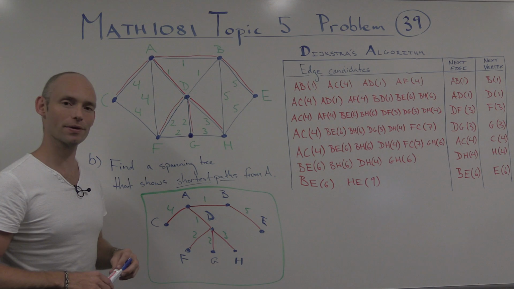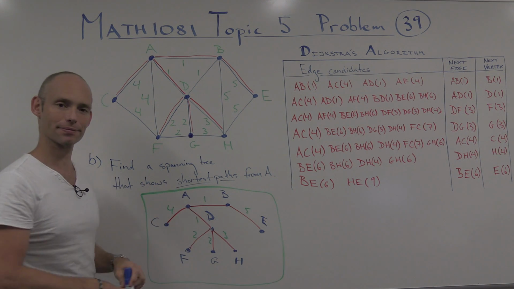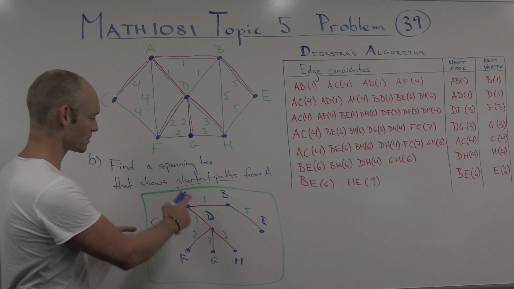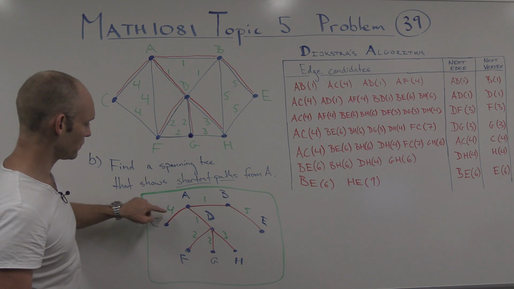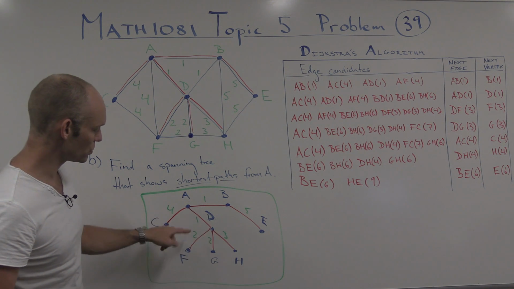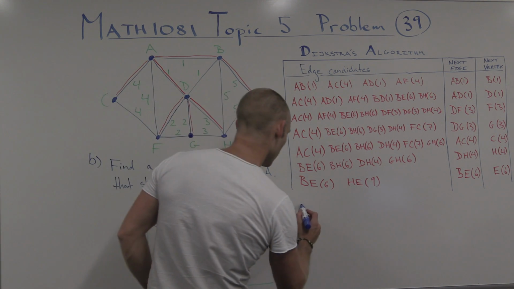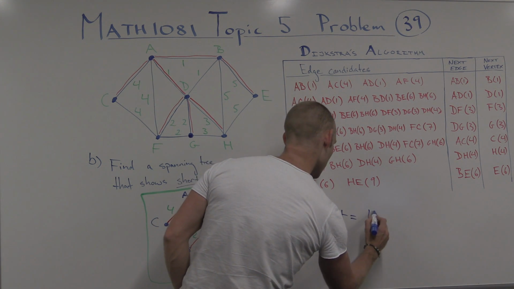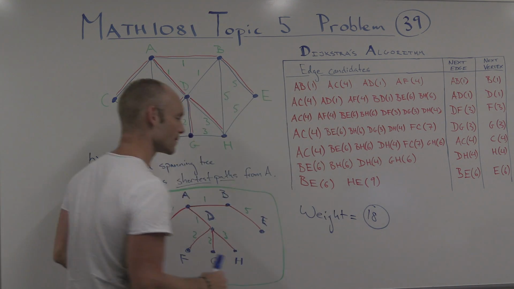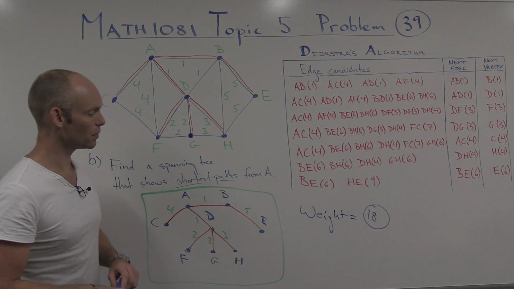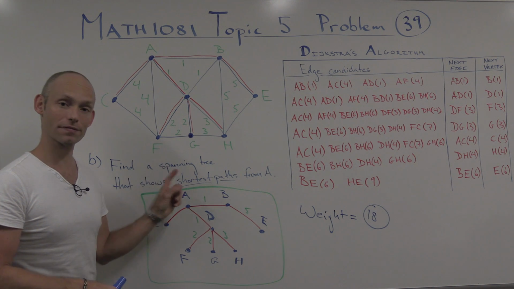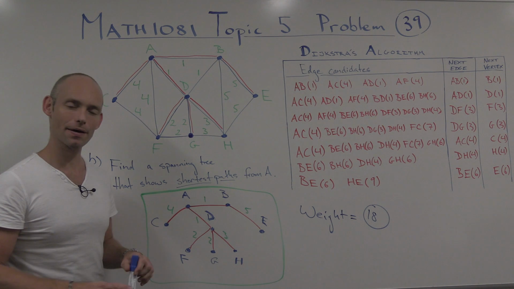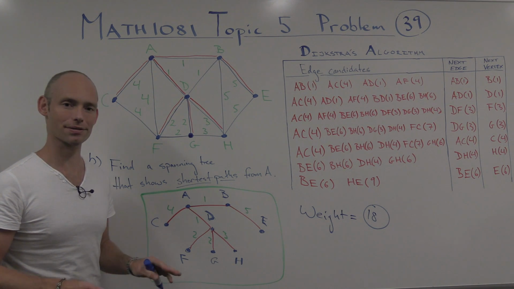Now, you might wonder, here's a spanning tree. It gives us the shortest paths, but is it actually also minimal? So what's the weight of this? 4, 1, 5, 1, 3, 2, 2. So in other words, the weight, if we add those together, is 18. If you remember from part A, the minimal weight of a spanning tree in this graph was in fact 18. So this is a minimal spanning tree. Now that's pure coincidence, that's not always the case.